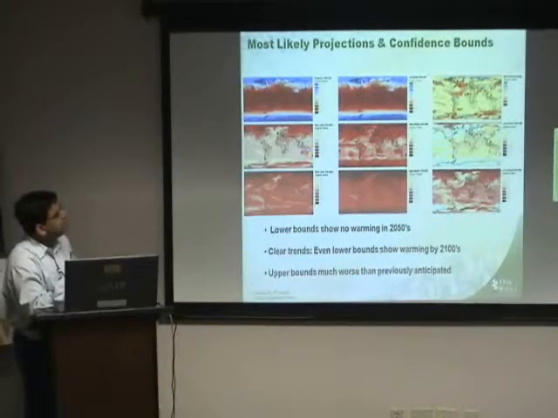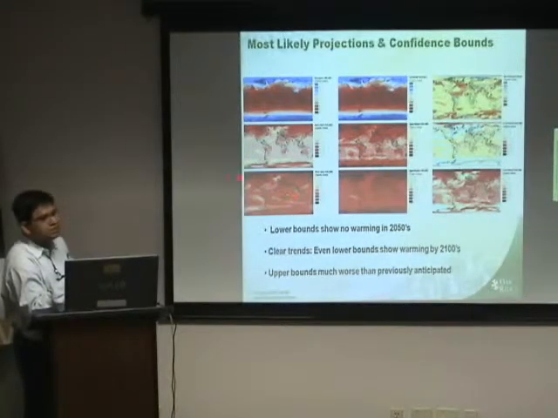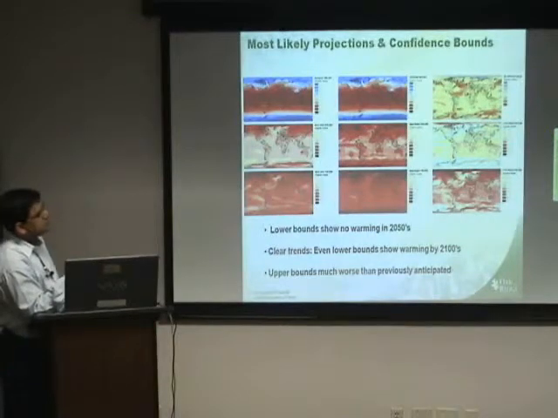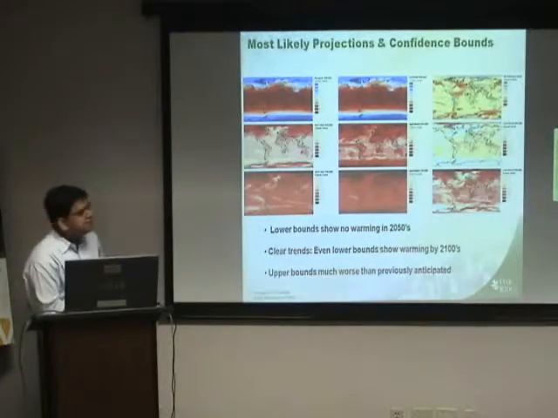So in terms of model projections, this is 2050, this is 2100. These are most likely curves or values. These are upper bounds, these are lower bounds. Once again, I'll not go into the details of these, but what they show is that there is significant uncertainty at regional scales. Lower bounds, if you look here, even by 2050 almost hardly show much warming other than in certain regions. However, that warming trend is clearly there, because even this lower bound shows warming by 2100.